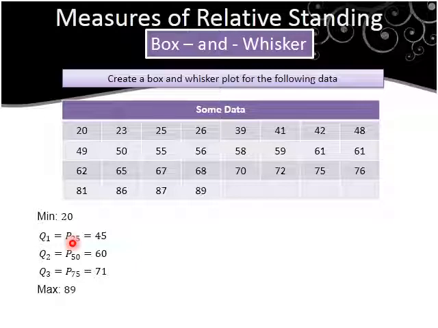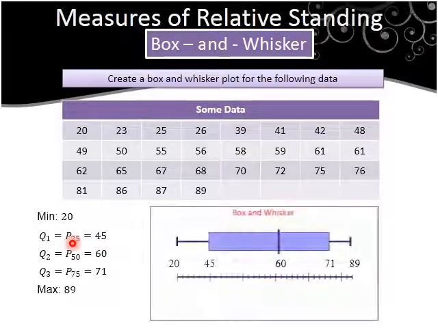So, throwing this onto a box and whisker plot above a number line, I get my left end is 20, the left end of my box is 45, the middle of my box is 60, the right of my box is 71, and my right whisker ends at 89.